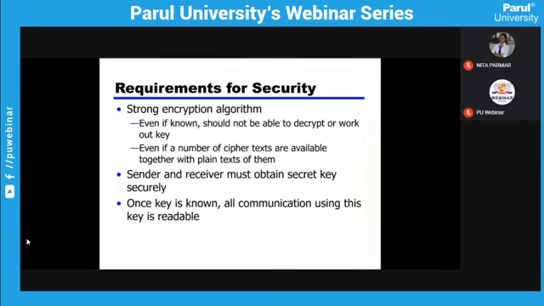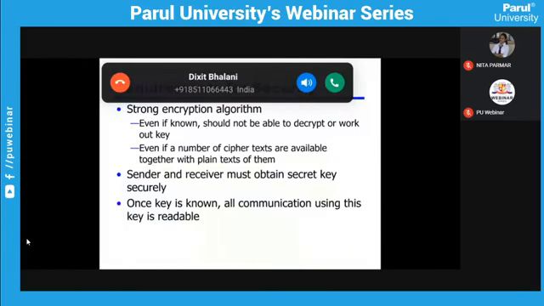And in symmetric encryption, as we discussed, the transmission of this secret key should be performed securely between sender and receiver, because all the encryption and decryption methods depend on the security of the secret key. If the key is known to a hacker, then all communication will be readable to hackers.